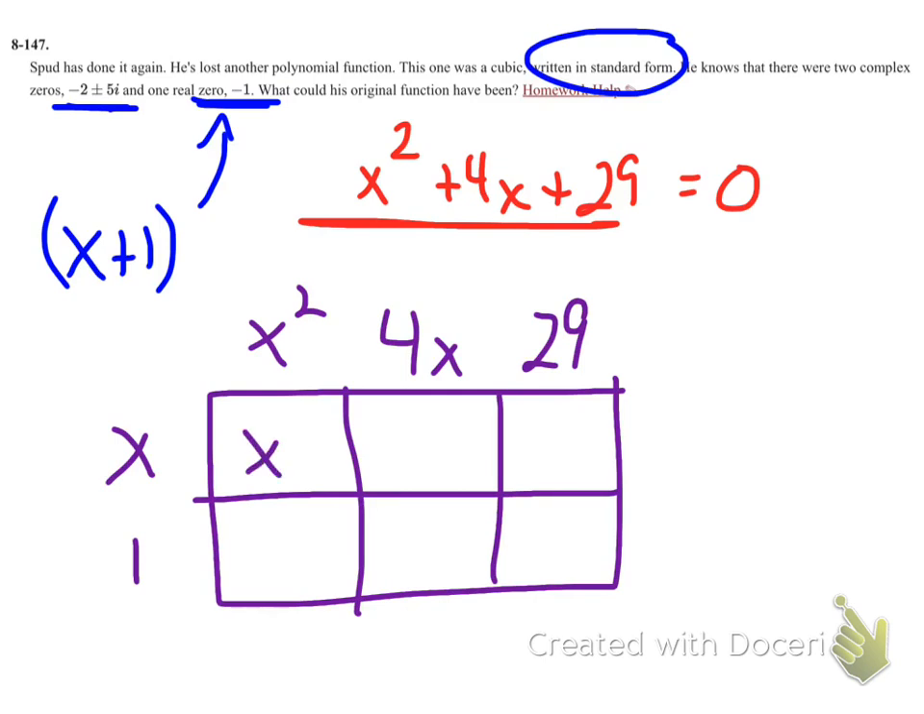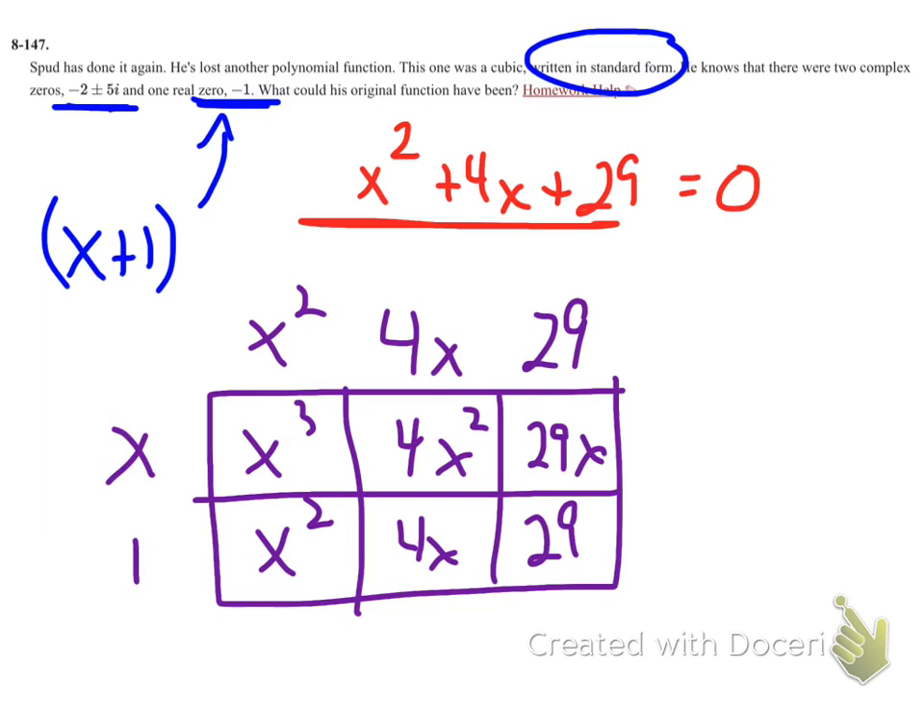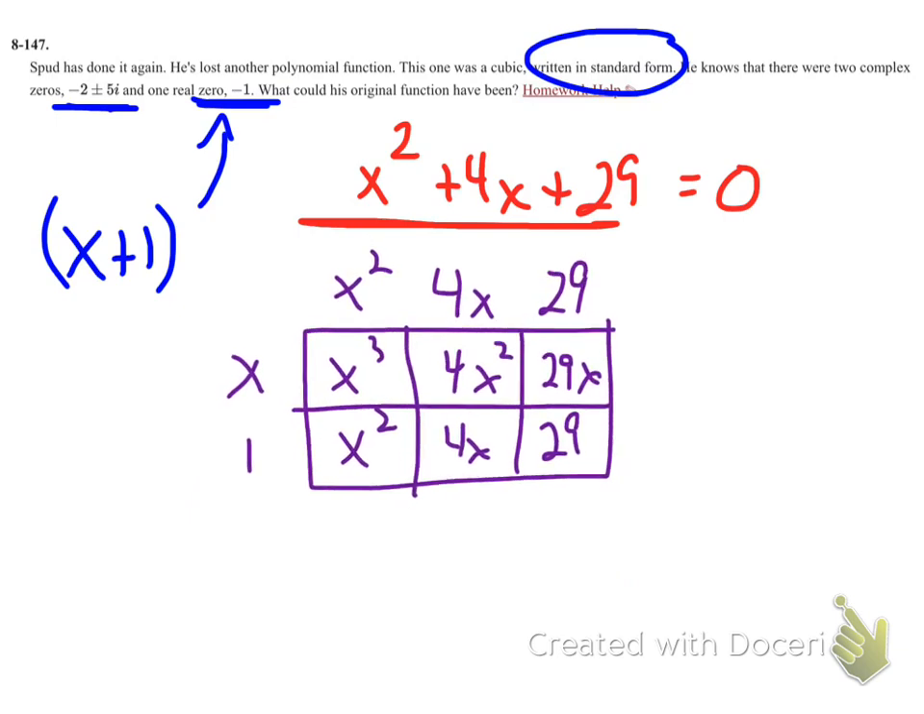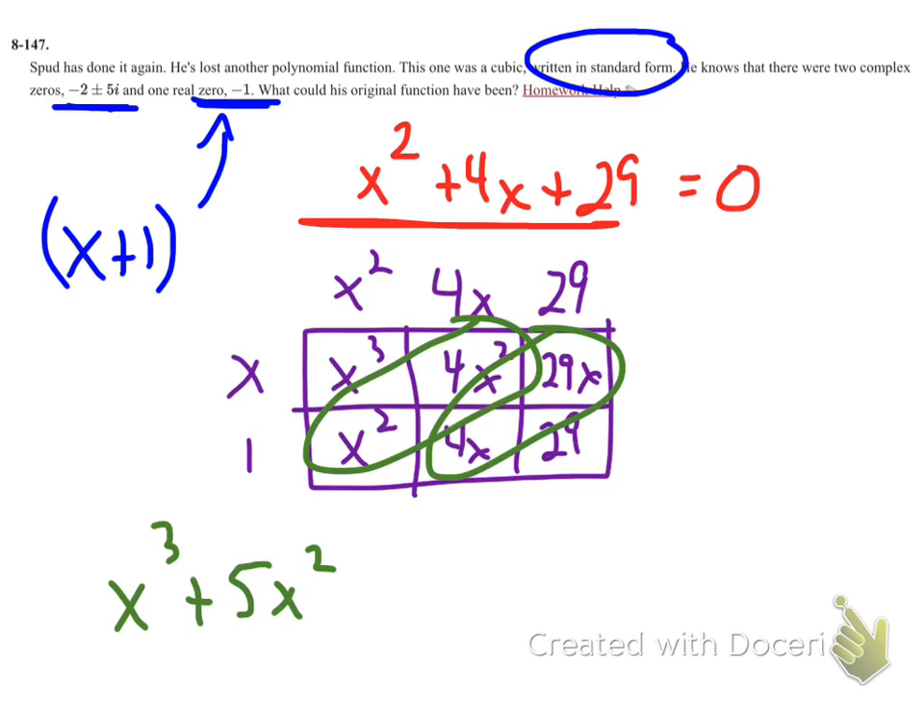So going through now and figuring out what each of these boxes are going to be. And now combining like terms. My final answer then is going to be x cubed plus 5x squared plus 33x plus 29. So y equals that polynomial. Hope that helps.